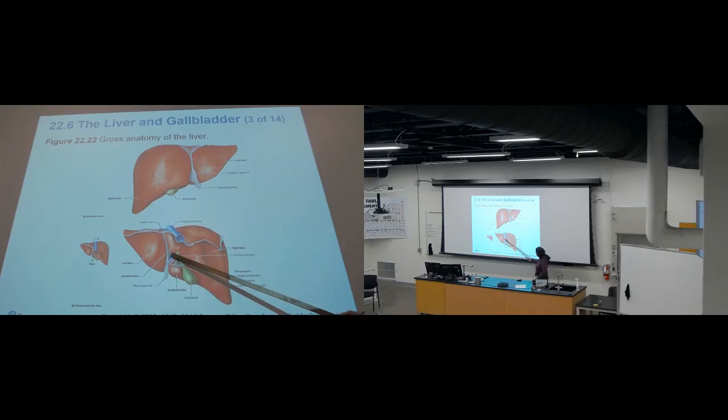Now, in the posterior and inferior view, what you can see is, again, the left lobe, the right lobe, and then you can see minor lobes. So between this round ligament and the gallbladder, you can see a lobe that is small, that looks like a square, that is called the quadrate lobe. Quadrate, cuadro in Spanish, means square. So this is the quadrate lobe.